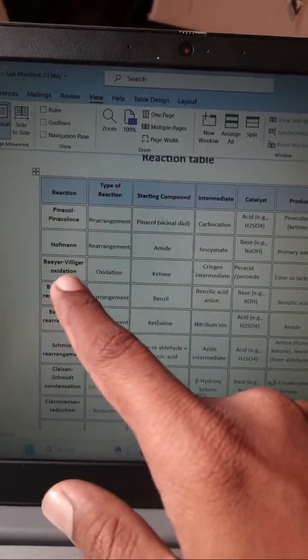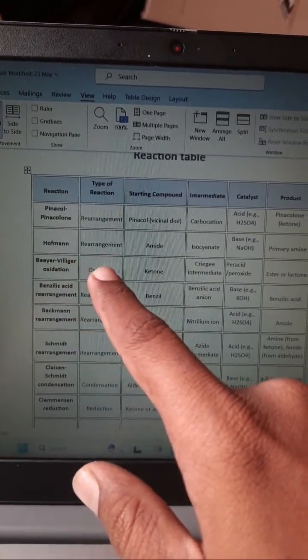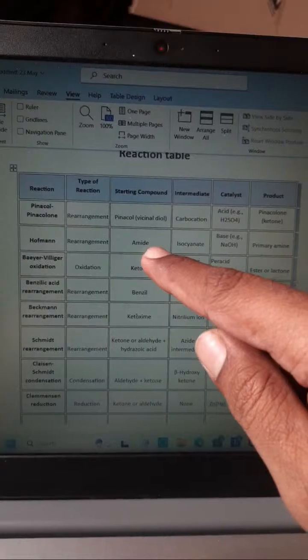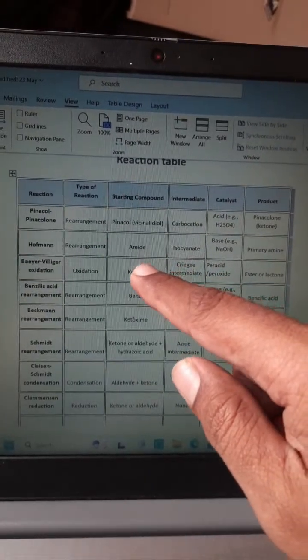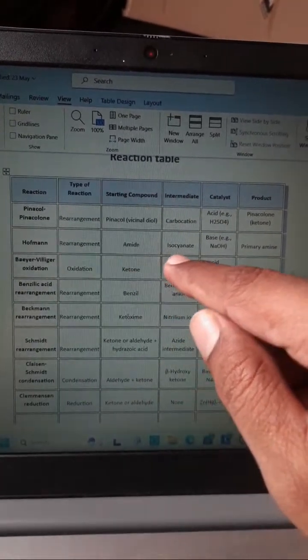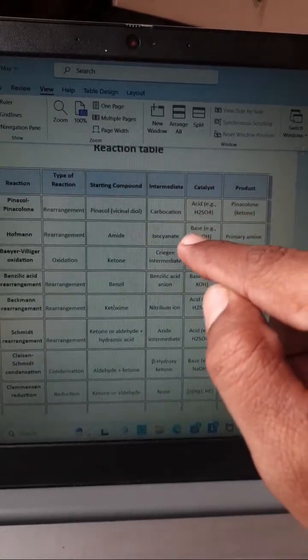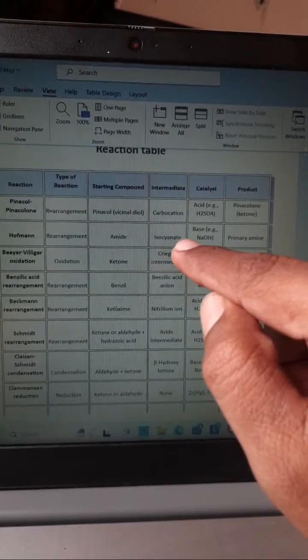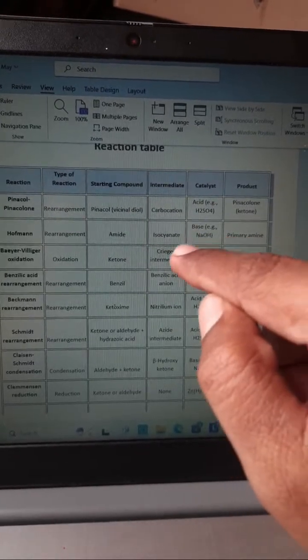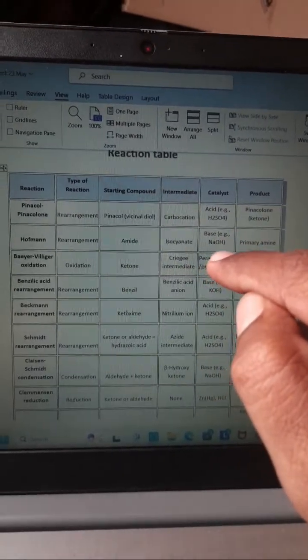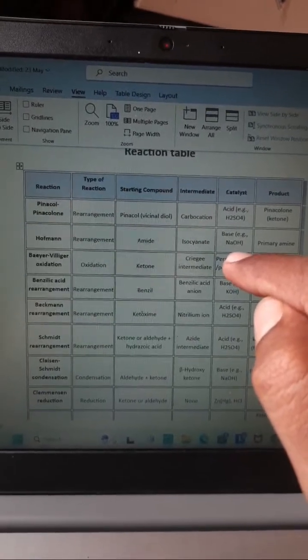The next one is Hofmann. This is also a rearrangement, and in this the starting compound is amide. This amide converts into primary amine, and the intermediate is isocyanate. The catalyst for this reaction we have to use is sodium hydroxide.